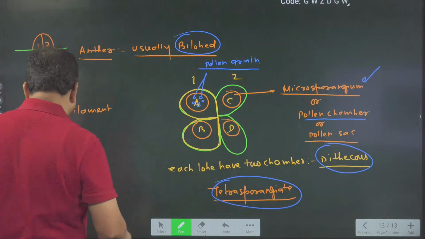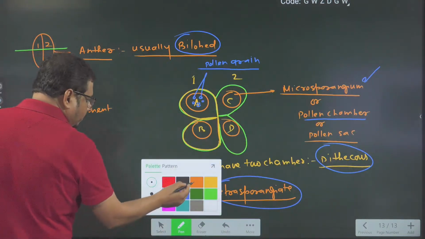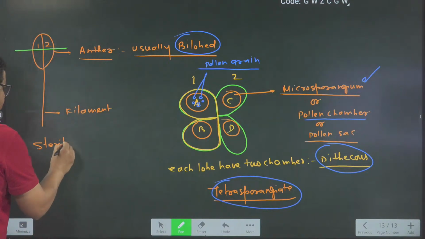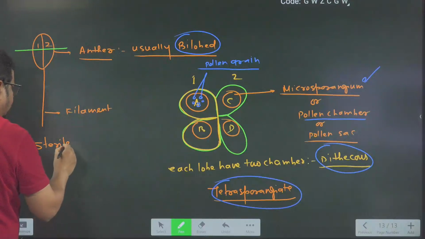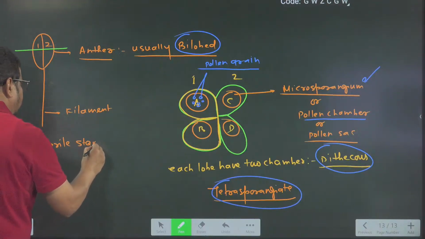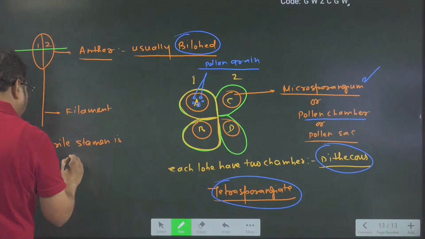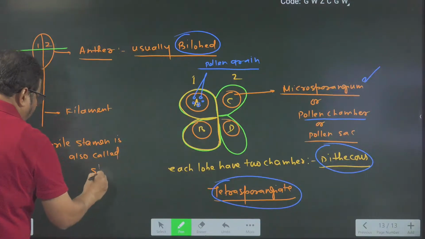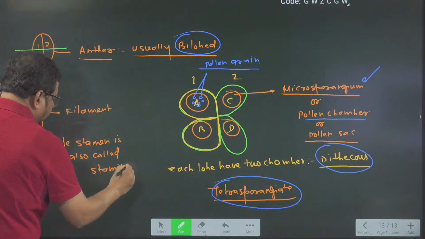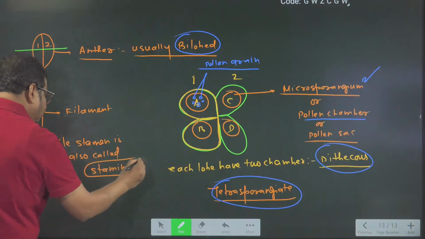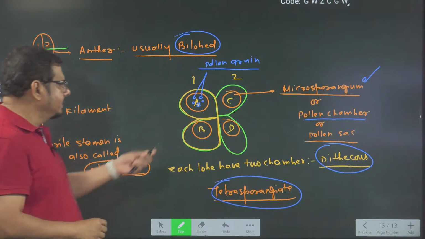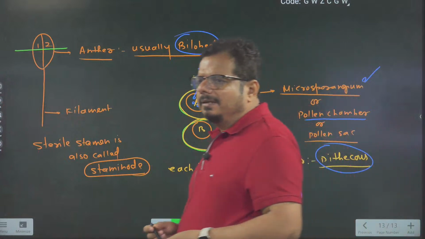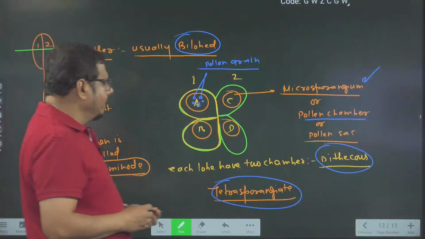Now I am just writing. NCERT wrote, you also note about it, that a sterile stamen, such a stamen where pollen grain is not forming, is also called a staminode. So staminode is basically a sterile stamen. What is the meaning of a sterile stamen? Where formation of pollen grain does not occur. Got the idea? Is it clear? Can we move ahead? Now we are moving ahead.